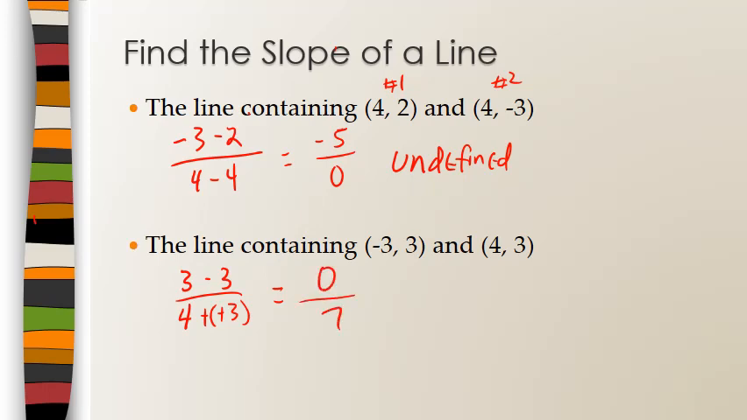Now what about this one? This is different than the one above because I can divide 7 into 0. It's just going to equal 0. Well, what kind of line is that going to be? It's going to be a horizontal line.